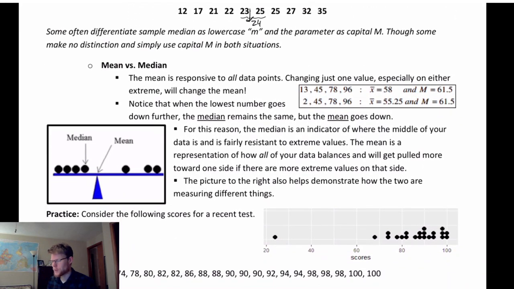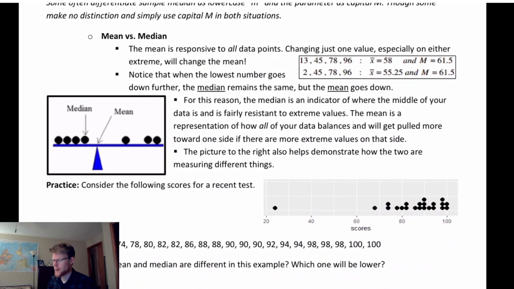So I got ahead of myself here and already talked about this, but yeah, the mean and median have some distinctions, and one of them would just be that the mean is more responsive to extreme values, to outliers, and the median isn't really that responsive to those.